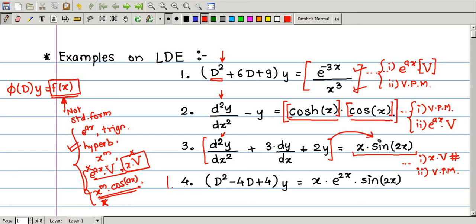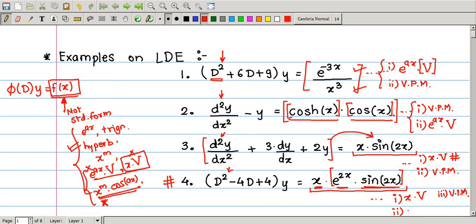Now, the fourth one is little trickier because here f of x is product of three functions. One is algebraic, second one is exponential, and third one is trigonometric. So we have two choices, or we can have third choice as well. Third choice is variation of parameters method, again because degree of differential equation is 2. What about this? Here we can apply x into v shortcut method formula. This is our v.